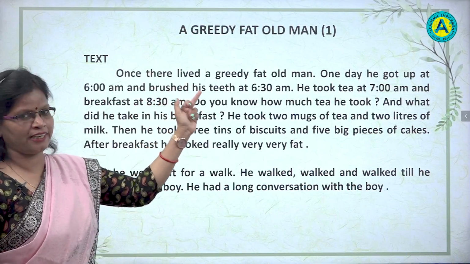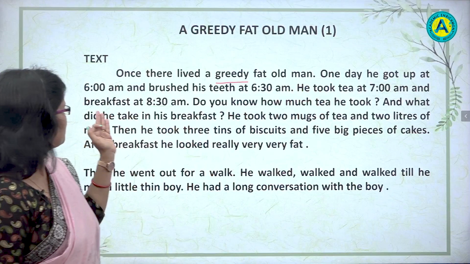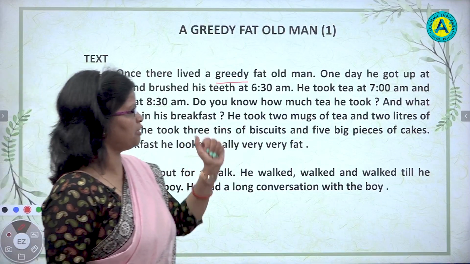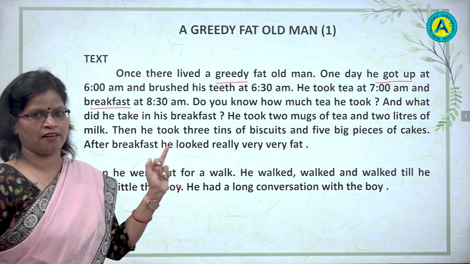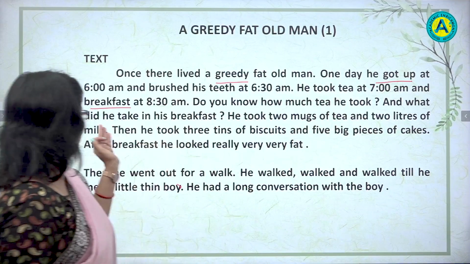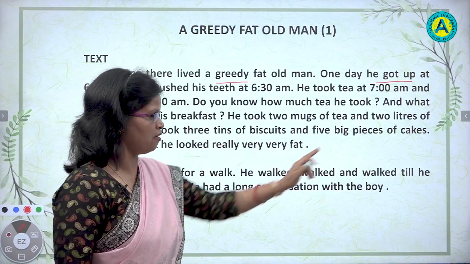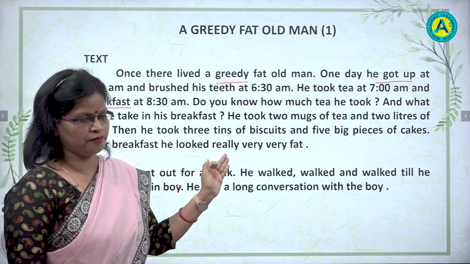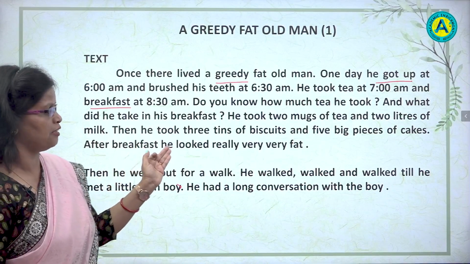Once there lived a greedy, fat, old man. One day, he got up at 6 a.m. and brushed his teeth at 6:30 a.m. He took tea at 7 a.m. and breakfast at 8:30 a.m. Do you know how much tea he took? And what did he take in his breakfast? He took 2 mugs of tea and 2 liters of milk. Then he took 3 tins of biscuits and 5 big pieces of cakes. After breakfast, he looked really very, very fat.